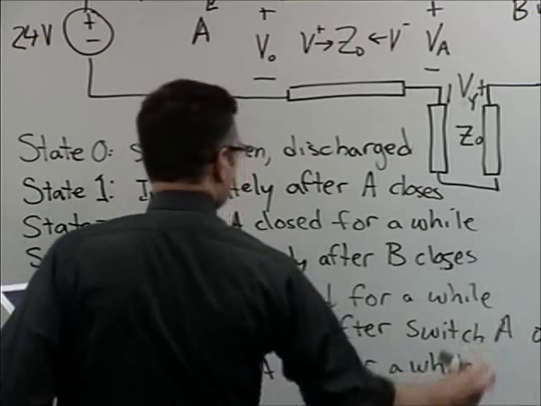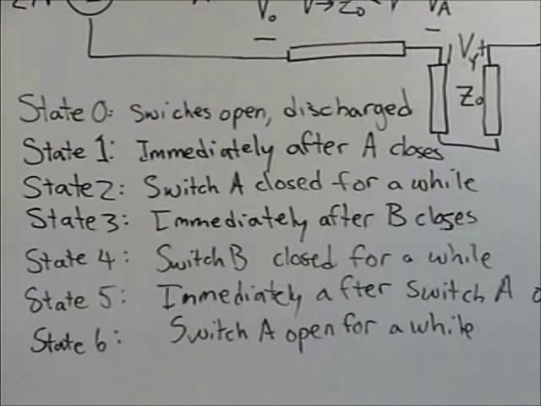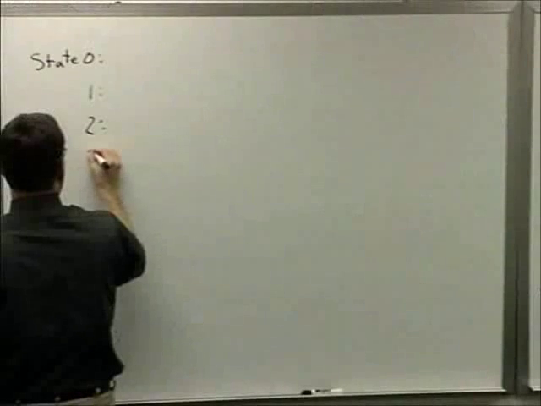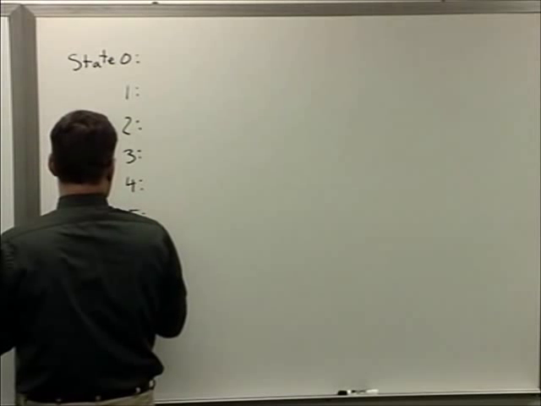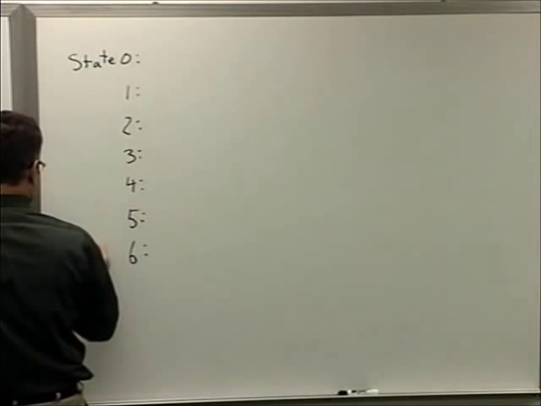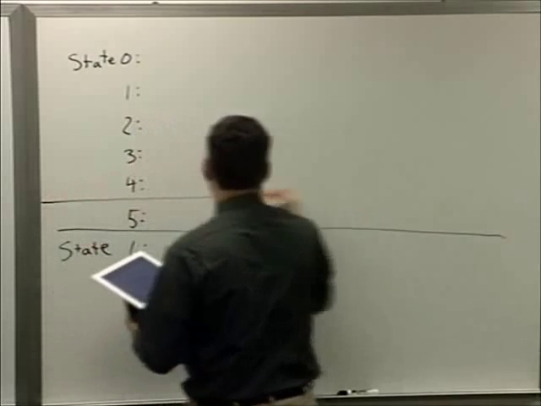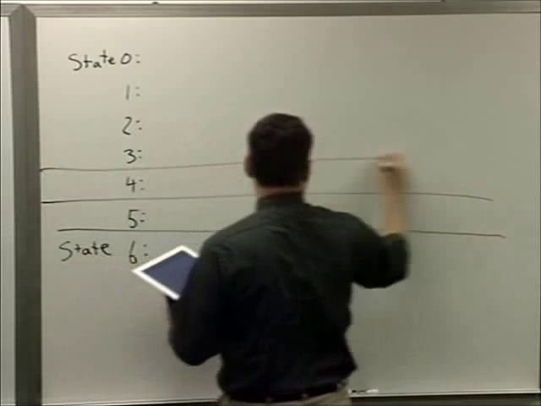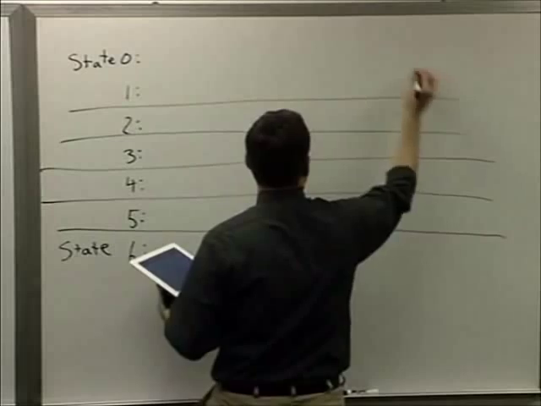So let's make our table to see exactly what this problem is asking for us, and then we'll have all that we need to know for analysis. So we got 7 states, starting with state 0, 1, 2, 3, 4, 5, 6. And what are the physical quantities that I'm interested in in this particular transmission line?